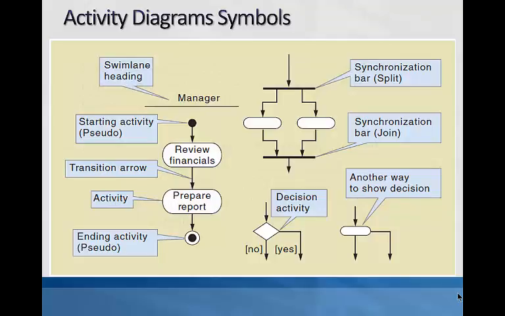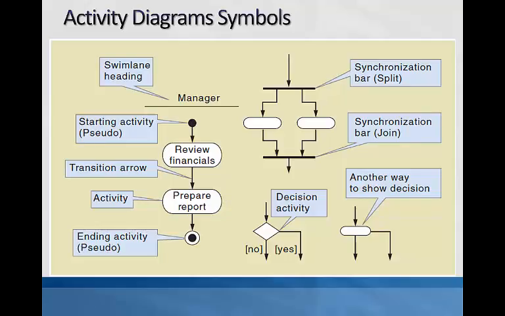Let's look at the symbols that are used in activity diagrams. Remember, we are documenting a sequence of steps. A swim lane is a rectangular box that represents those activities done by one person or one entity. Think of a swim lane in an Olympic swimming pool. Each person or entity has their own swim lane. We put a heading on the swim lane to show who the person or entity is doing those activities. Each activity is represented by an oval or a square with rounded corners. An activity is some action or one of the steps in the workflow.